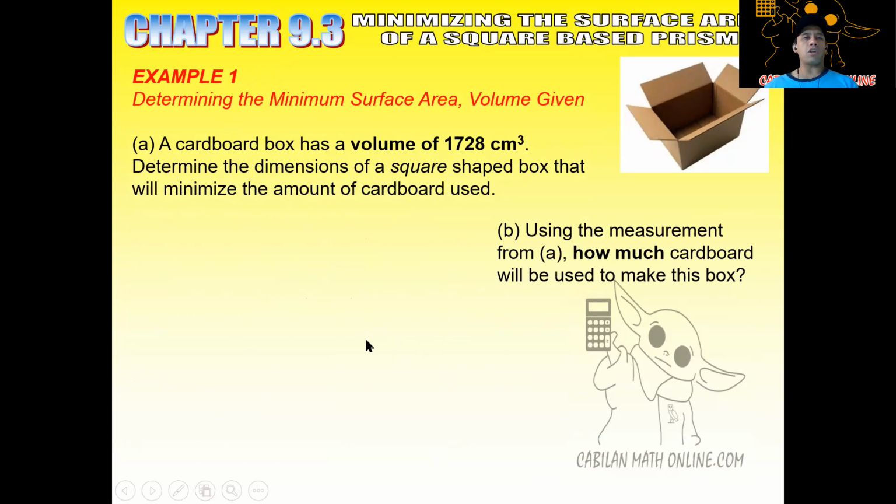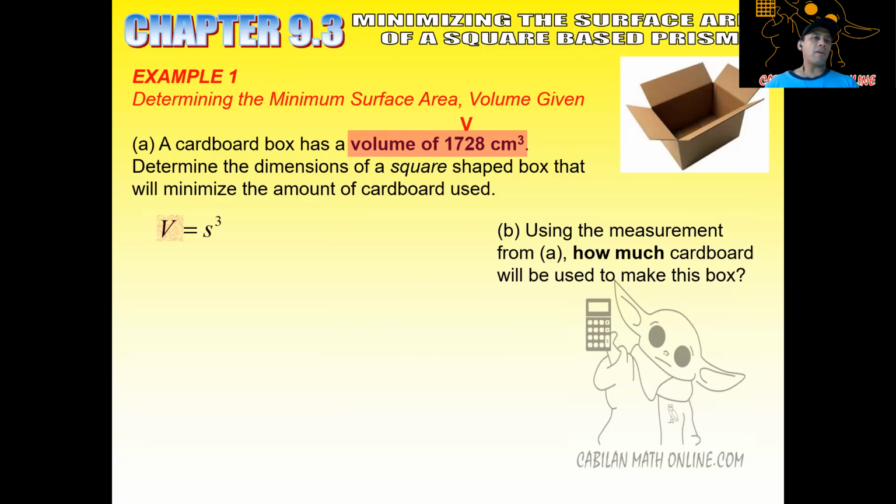So step number 1, we're going to use the formula for the optimized volume in this case, which is V is equal to S cubed. That's going to give us V is equal to S cubed here. And all we're going to do is take the 1728 and replace it in for the V.